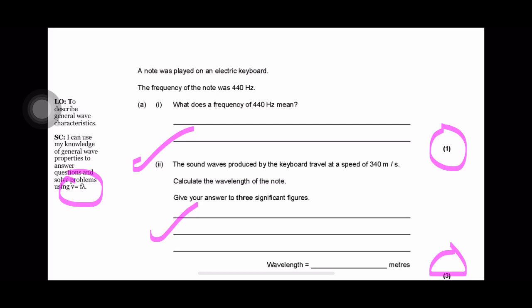Anyway, this question is easy. It's 440 hertz and 340 meters per second, which is quite direct. It will be given to you directly.